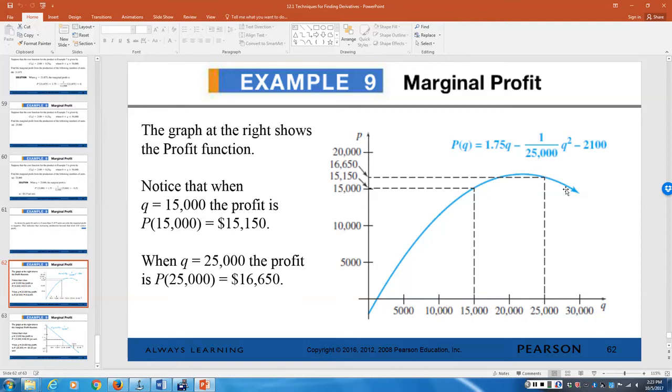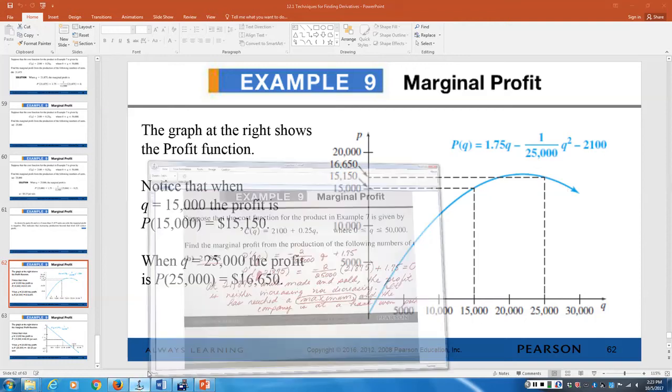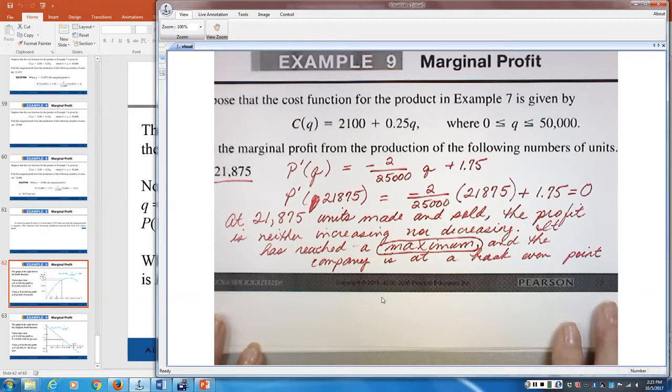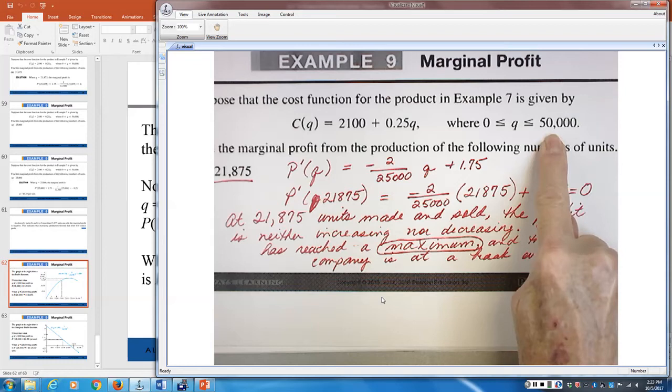And that maximum point, I'm sorry, I don't want to call it a maximum. That point of no return, let's call it. That point of no return is going to be when Q hits 50,000. Okay?